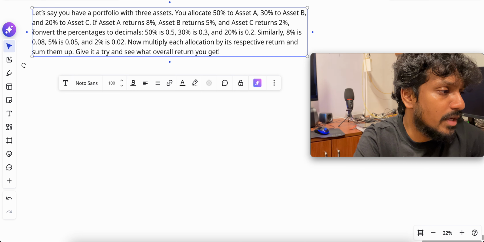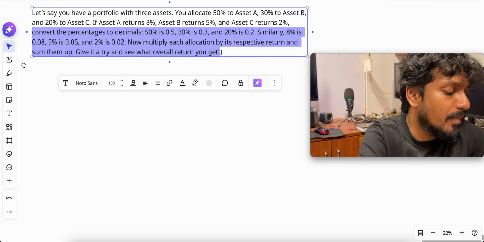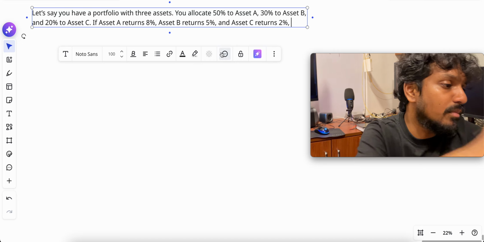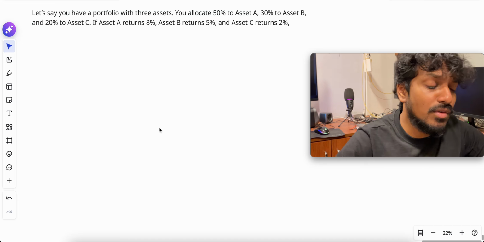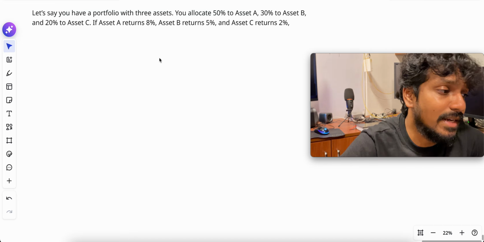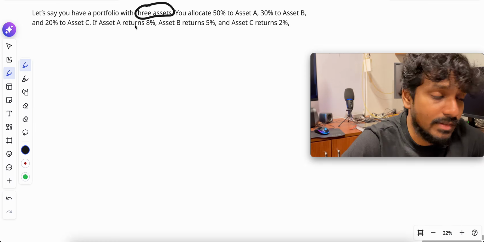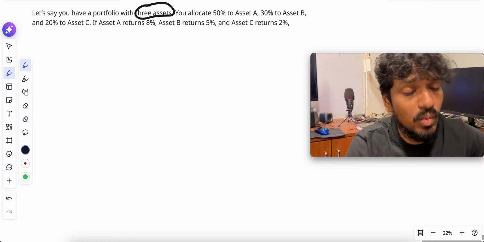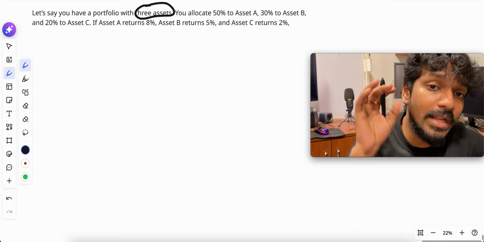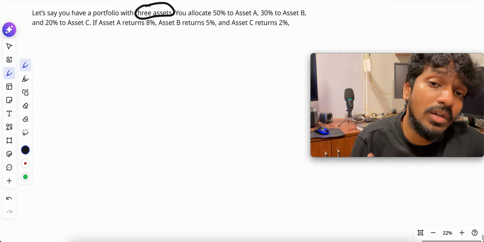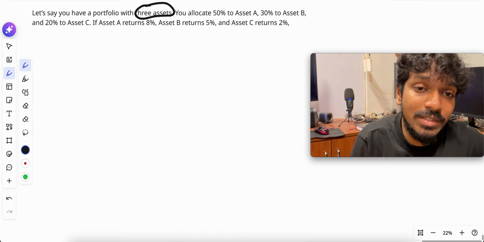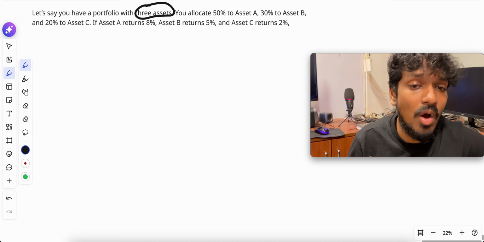Instead of converting to decimals, let me remove this. So let's assume in your portfolio there are 3 assets. So here the question is given, your portfolio is having 3 assets. See, this question is not only for examination. Even if you are building your own project, you need to know how the portfolio is balanced. For example, if you have $100, how it's getting balanced.